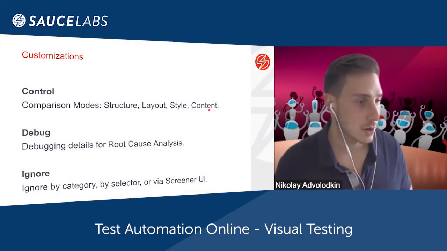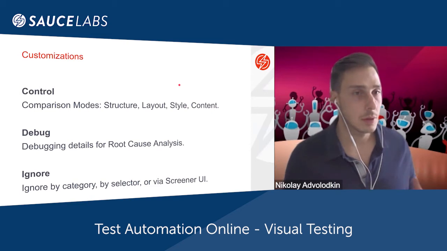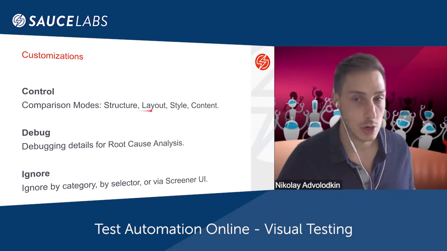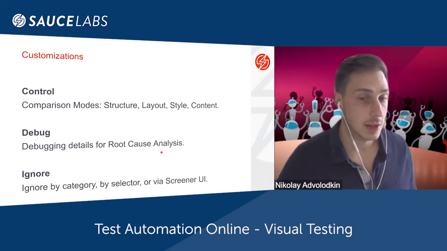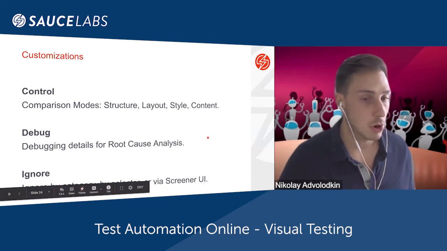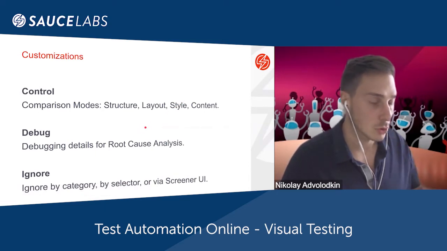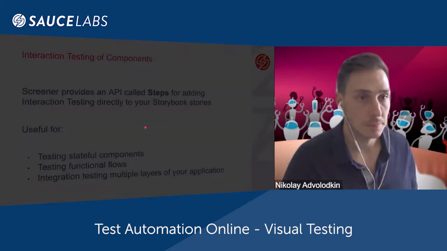Cool. So just to summarize a few points here, Screener component testing comes with the following customizations. You can do structure, layout, style, and content modes, which are all of the changes that can be detected, which I showed you all. You can use root cause analysis to figure out exactly what went wrong. And you can even ignore different kinds of changes. I showed you through the Screener UI, but we can also do it through code. We can ignore by category and by selector inside of our code, so we don't have to manually do that on the UI.